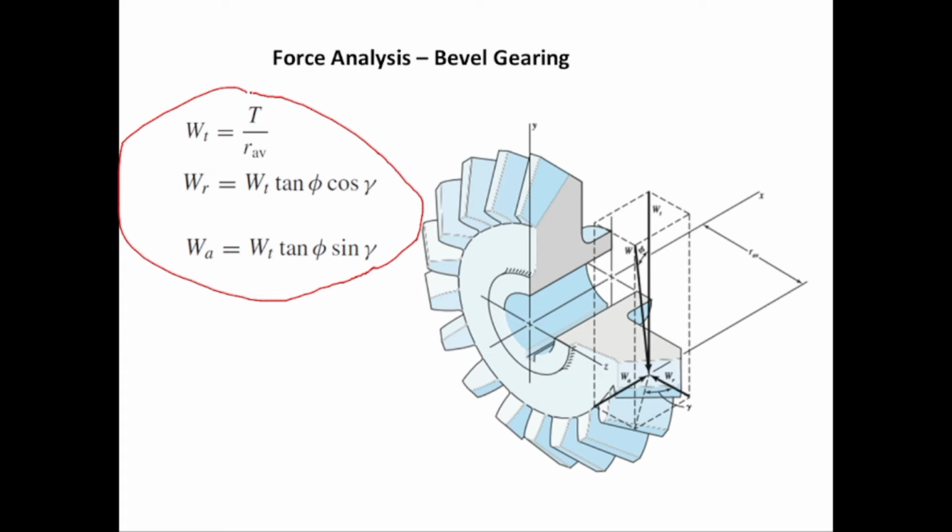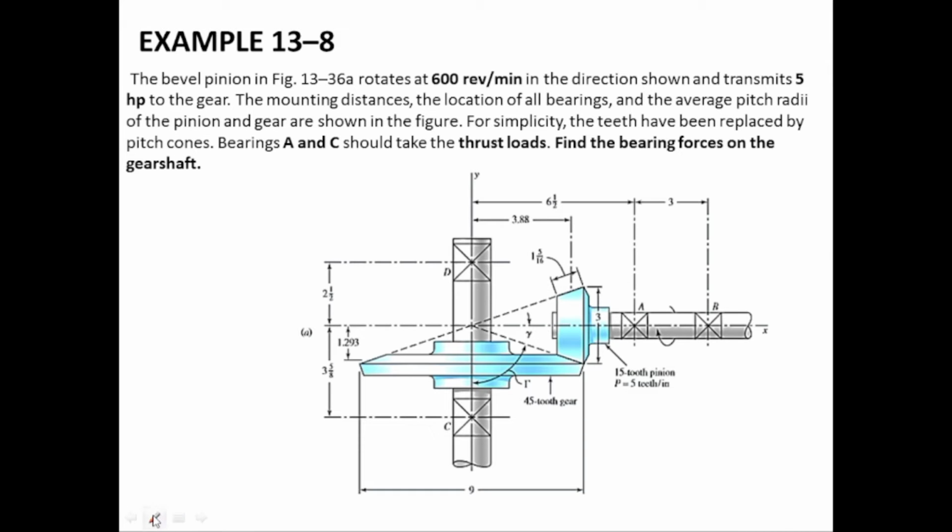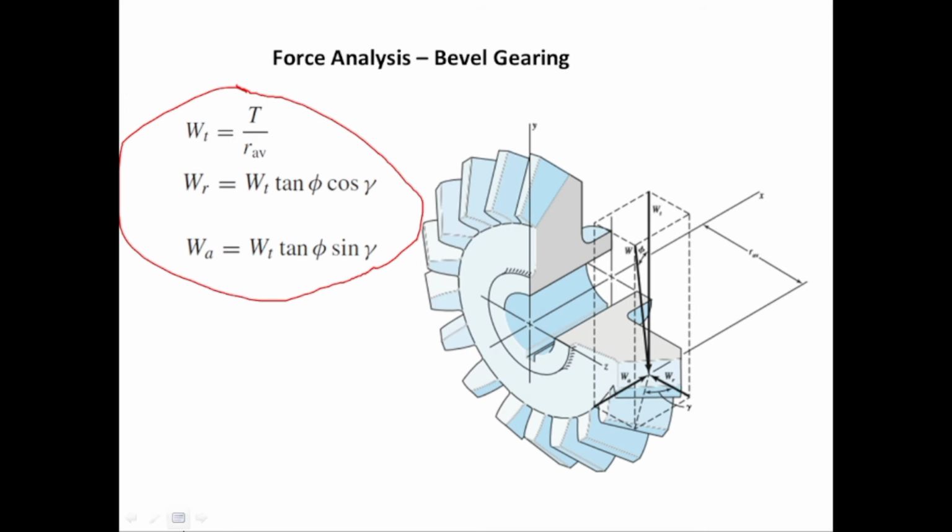We should also have some knowledge of the geometry as well to have a complete picture of the force analysis on spur gear. To understand it further, let's have an example on this, which is 13.8. Here in this example we have a pinion which is meshed with another bevel gear. The formulas that we proved previously were for the forces on the pinion.